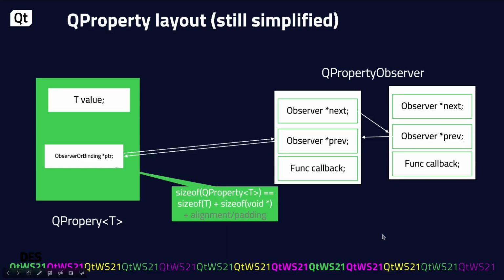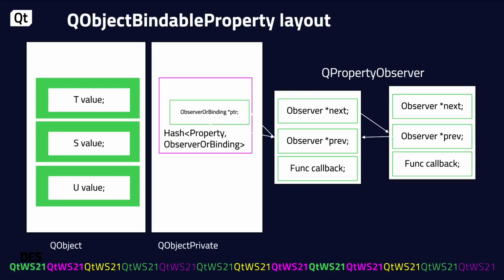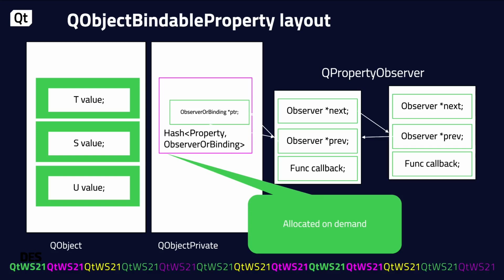With this technique, we can reduce the memory overhead to that of one void pointer plus maybe some alignment and padding. Can we do even better? Well, not with QProperty. However, with QObjectBindableProperty, we can improve the situation even further. With QObjectBindableProperty, we do not actually store any pointer directly. Instead, we only store the value. Now, we might still need a pointer to store e.g. a binding or the list of observers. However, this time we allocate them on demand.